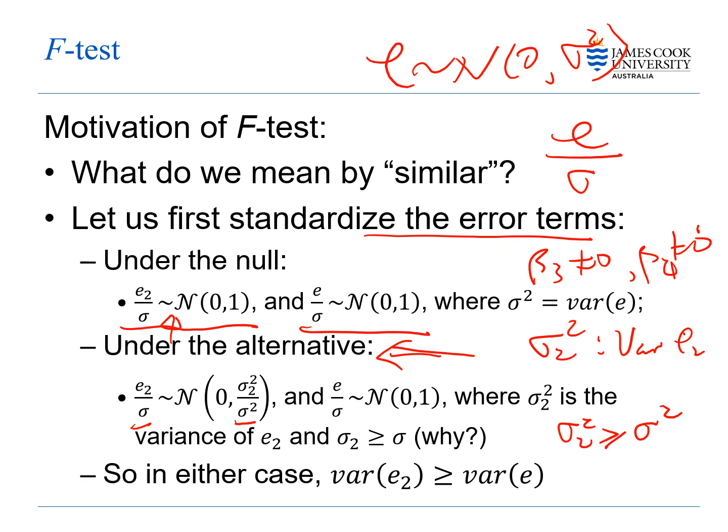Okay, so now under the alternative, E2 divided by sigma has this variance. In contrast, the variance of E divided by sigma is 1. So for either case, null or alternative, we see that the variance of E2 must be bigger than or equal to the variance of E. And this observation is important for our test. And bear in mind the variance here is a constant value. It's not a random variable.